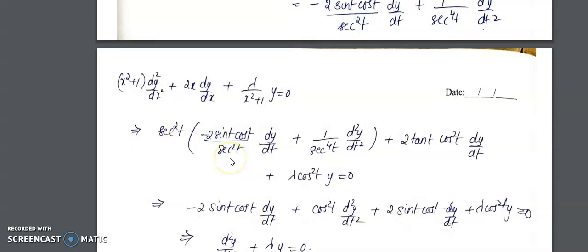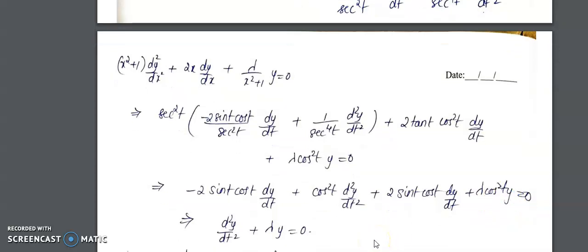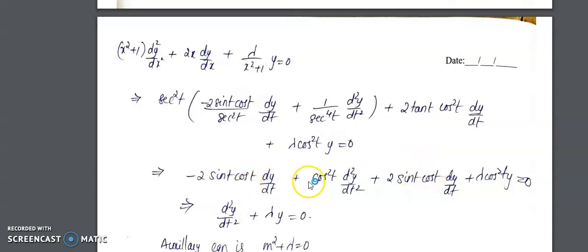Now multiply the first term by sec square t. So you will get minus 2 sin t cos t dy by dt. The second term, 1 by sec square t d square y by dt square, that is cos square t d square y by dt square. Then plus 2, now this is sin t by cos t, so the cos t will cancel. So 2 sin t cos t dy by dt will come, plus lambda cos square t y equal to 0. So these two terms cancel, and cos square t is common, so that will cancel out.